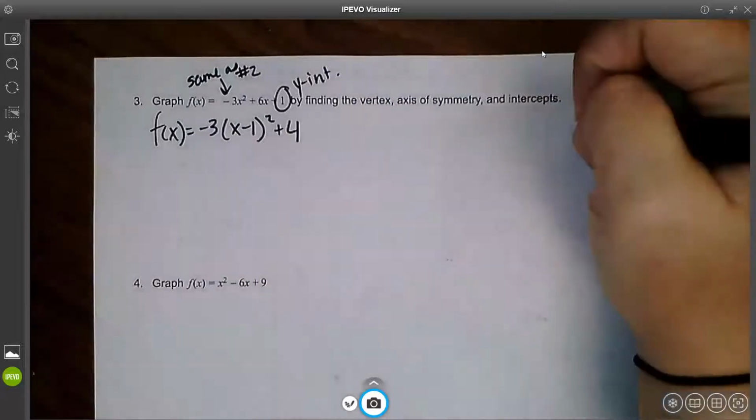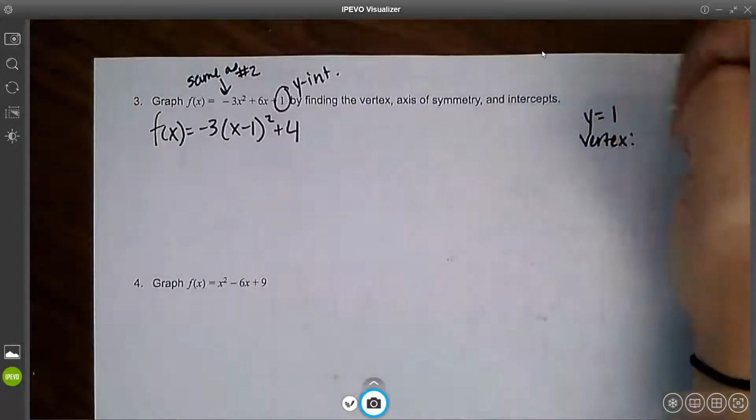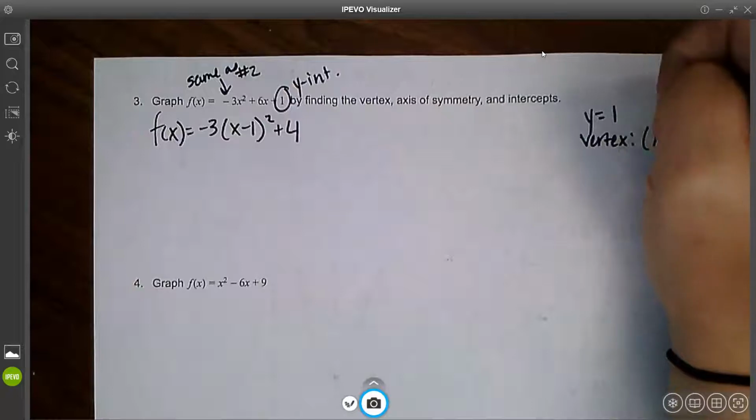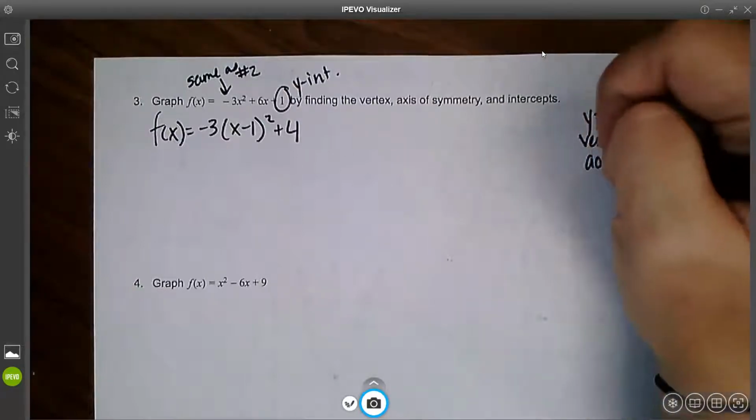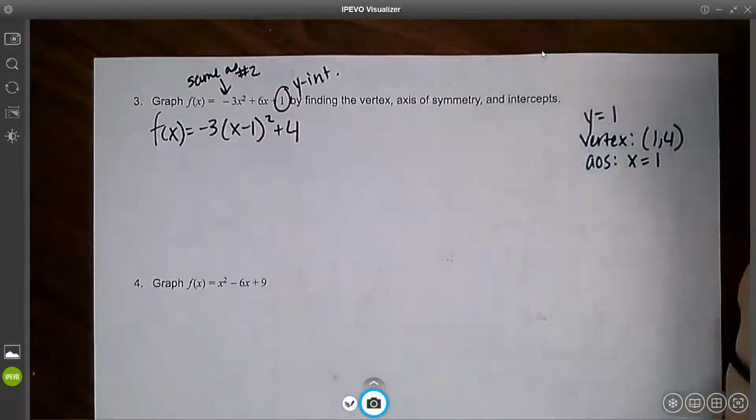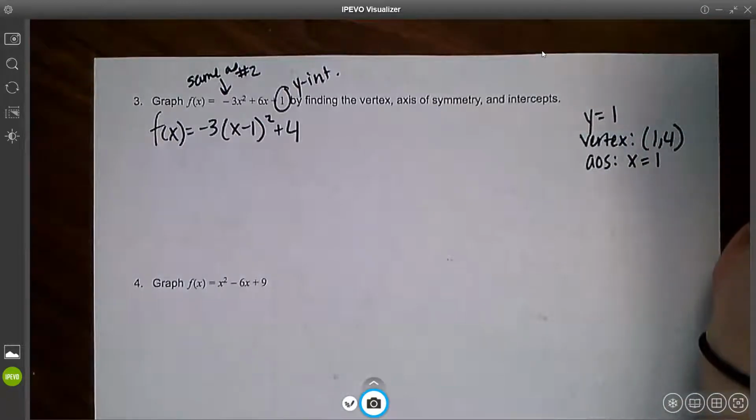So my vertex, we said earlier, was 1, 4. My axis of symmetry, that's the x value of my vertex, x equals 1. And now we need to find our x-intercepts.